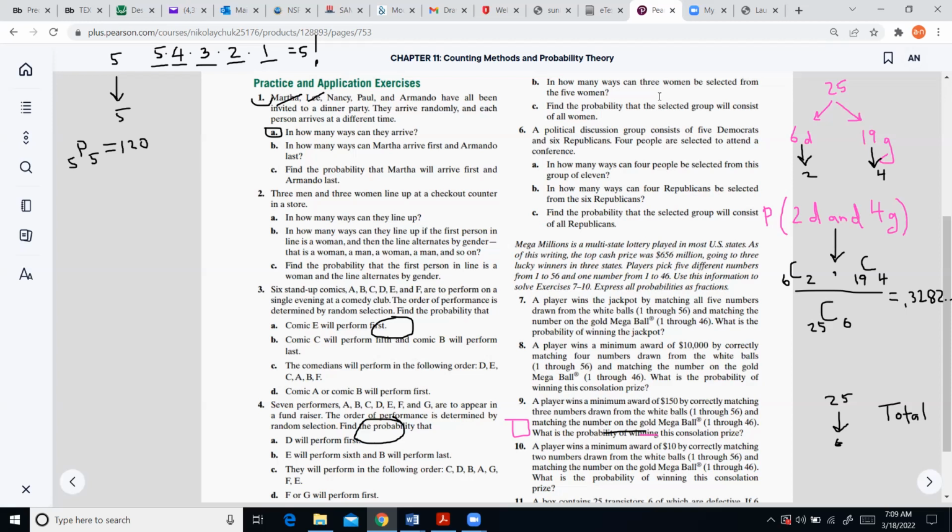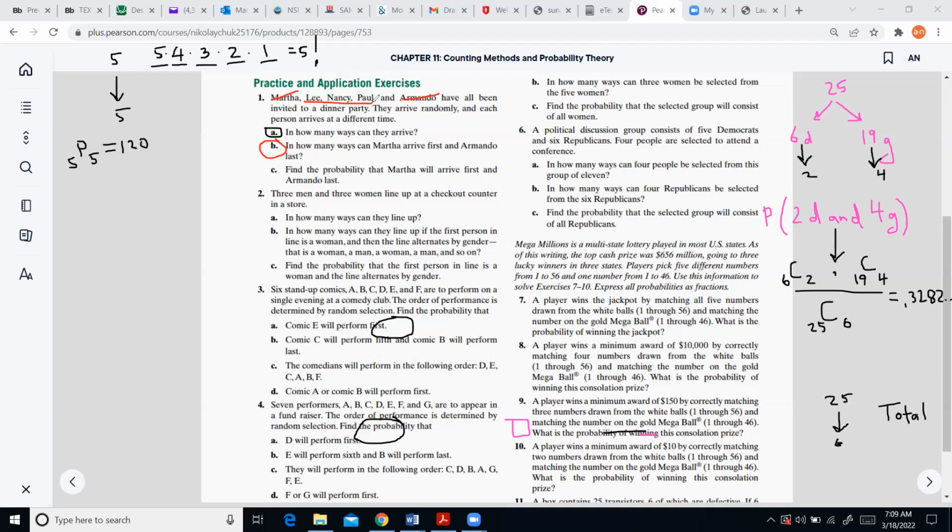That's good. So I'm looking at part B of exercise 1 right now. It says, how many ways can Martha arrive first and Armando last? So looks like we're now going to have 2 people out of this 5 fixed, and we are going to already assign Martha the very first position. So Martha is gone, Armando is lost. So what remains is just 3 people.